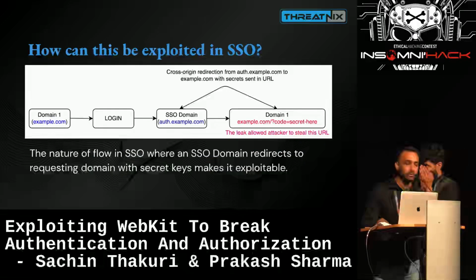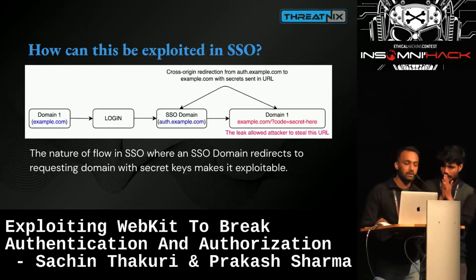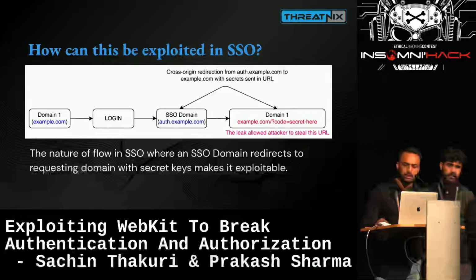Now, you might be wondering how this can be exploited in SSO? As you can see in this figure here, when a user loads example.com, it first checks if the user is authenticated or not. And if the user is not authenticated, then as shown in the figure, it will send the user to auth.example.com, which is an SSO domain that provides centralized authentication. After verifying, the user is then redirected back to example.com with an authentication token.